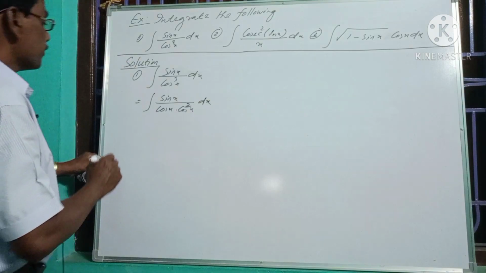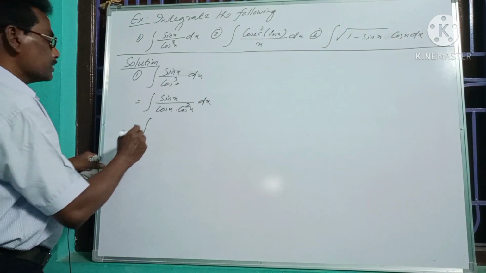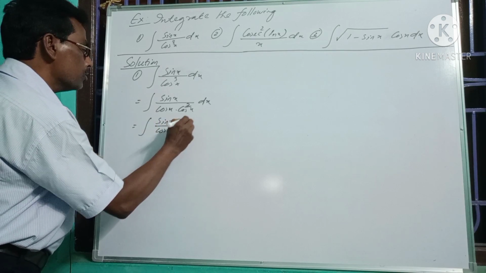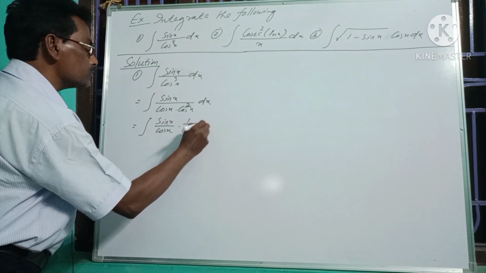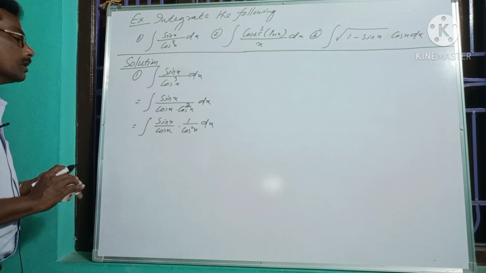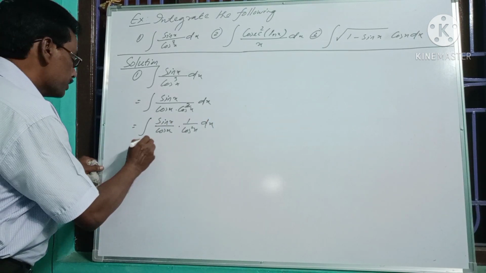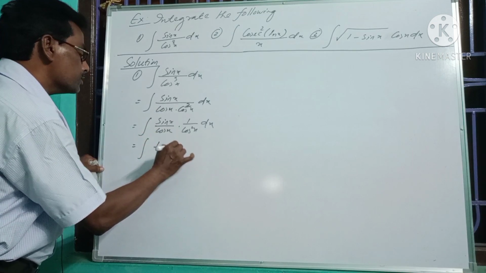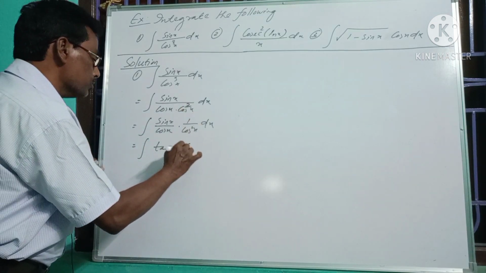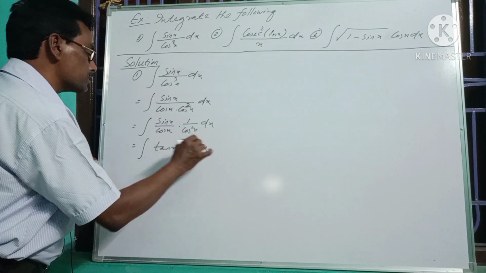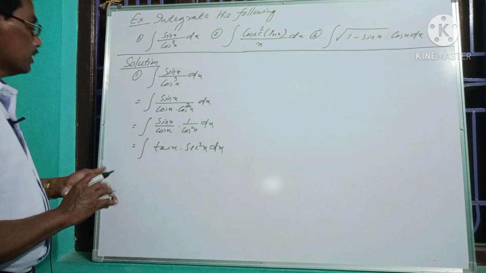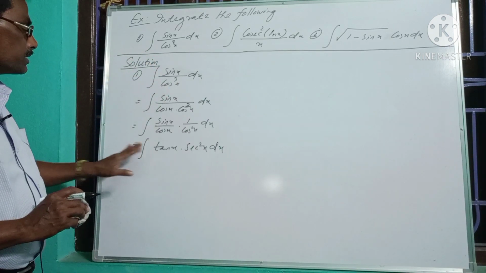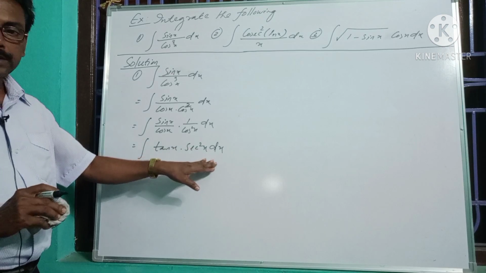Now again making an adjustment, we have integration of sin x by cos x into 1 by cos square x with respect to x. Again simplifying, sin x by cos x is equal to tan x, and 1 by cos square x is equal to sec square x. So we changed the original function into another form, that is integration of tan x into sec square x with respect to x.